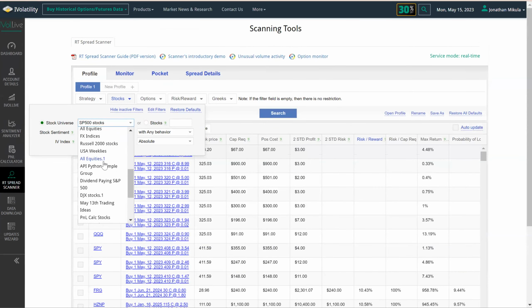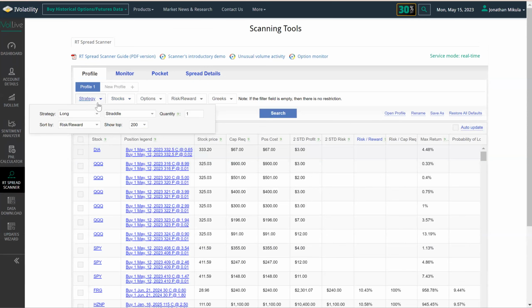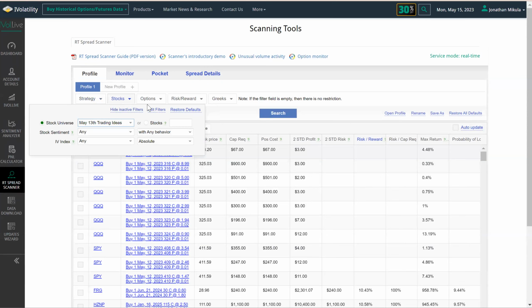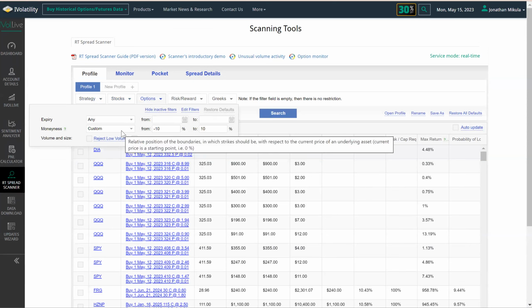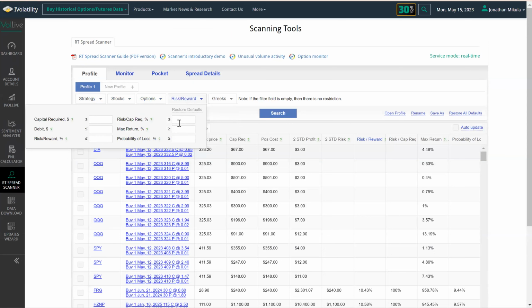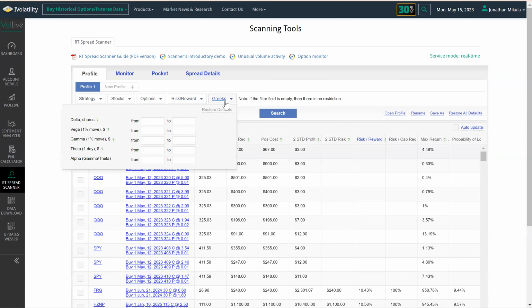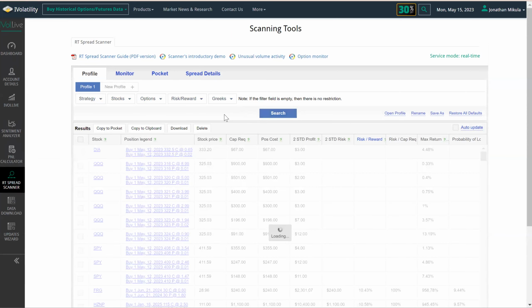We could also run them against our custom group, right? So our May 13th trading ideas. Again, this would be looking for straddle ideas within this new group we created today. We could look at anything from in the money to out of the money. We could calculate risk reward, set these different parameters, Greeks, hit search.